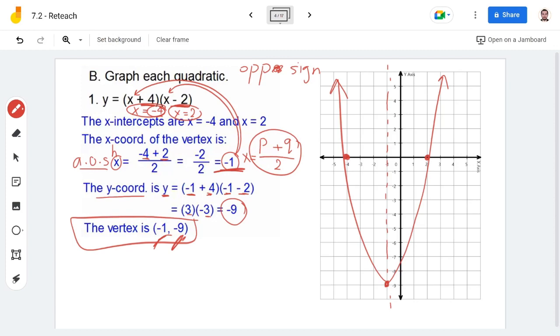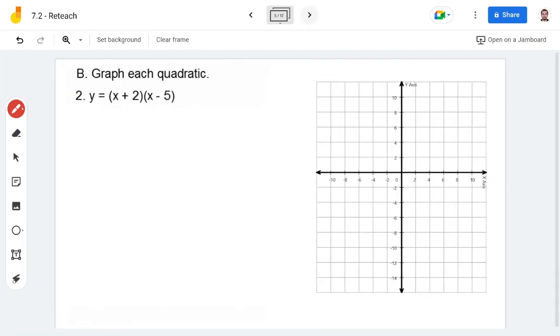Now, let's take another example, okay? Let's have a look at this example. So the first step here, we need to find the x. So the first x, always take the opposite sign. So x plus 2, so it will be x equal negative 2. So the second x, negative 5, so it will be x equal positive 5.